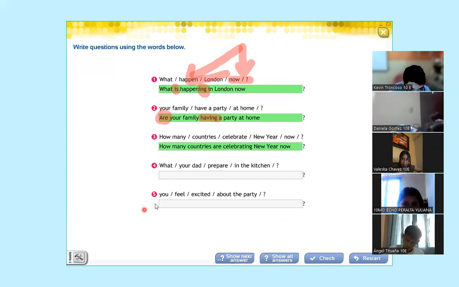Okay, that is the form that we're going to use. Remember, you are using the verb to be and the verb with the ing form, and now refers to a non-permanent situation that is only temporary. Thank you, Maria. Continue with this one, Daniela Gomez. What about number 4, Danny?